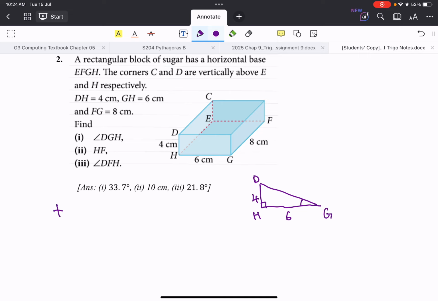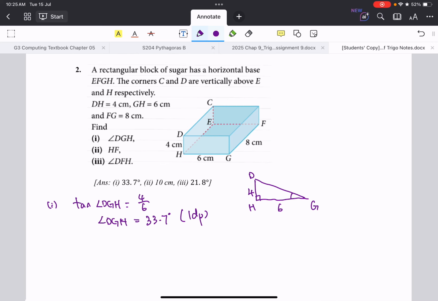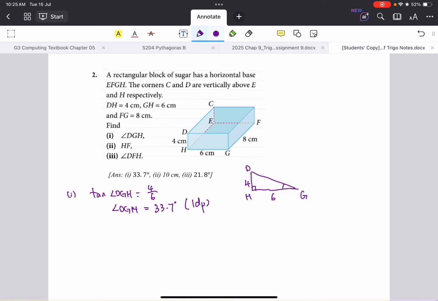Again, we can use tangent. Tangent DGH is equal to 4 over 6. So angle DGH is the tangent inverse of that. Let's use a calculator. That will give us 33.7 degrees, 1 decimal place. Right, part 2, we want to find HF. HF is on the surface, so I will take a look at the top view. Let's sketch that.